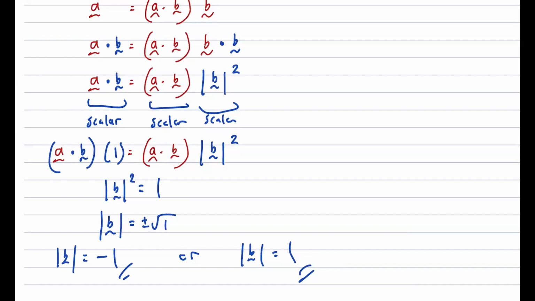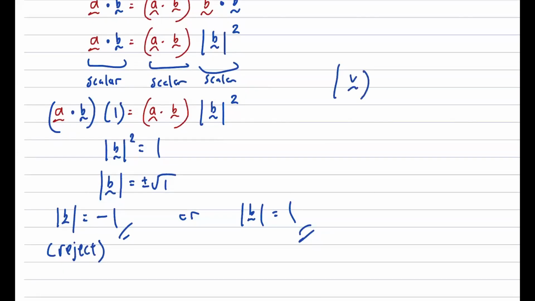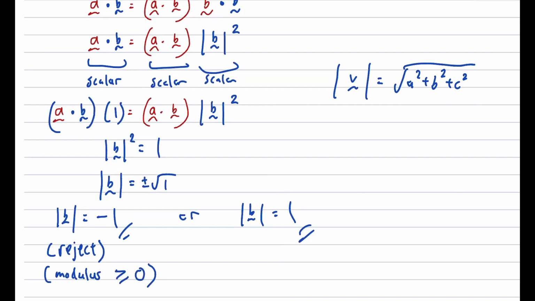Okay, let me think a bit. Can it actually be negative? No, you have to reject this one. Because by definition, the modulus of a vector is just the square root of A squared plus B squared plus C squared, right? Positive square root. So there is no negative. So this one is rejected. Modulus is always positive, or 0. So there's only one answer, the positive one.